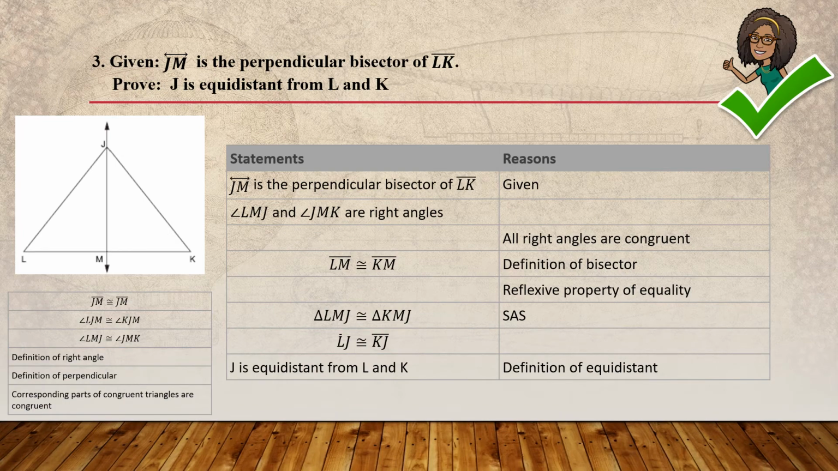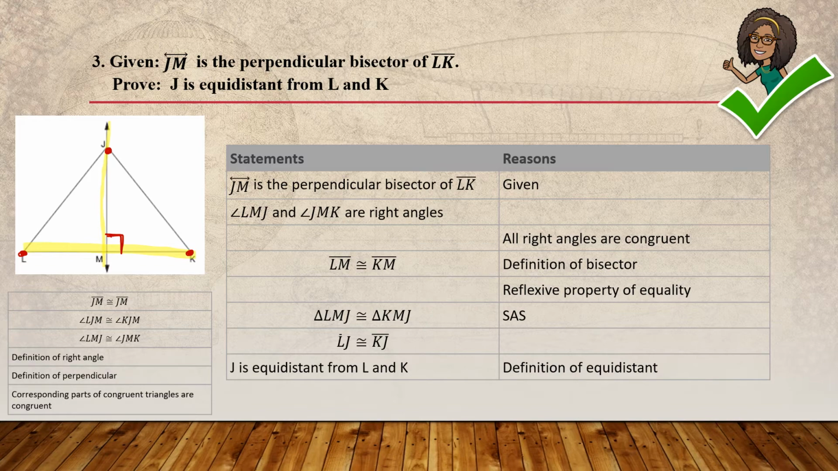All right, number 3, again, we have a proof. And this proof gives us that line JM is a perpendicular bisector of line LK. And we're needing to prove that J is equally distant or equidistant from points L and K. So again, we're going to highlight the information that they gave us. We see that we have line JM here, and we see that it is perpendicular to line segment LK. It's a perpendicular bisector. So if it's a perpendicular bisector, that means we have a 90-degree angle created here. And we want to prove that point J is equally distant from K and L.